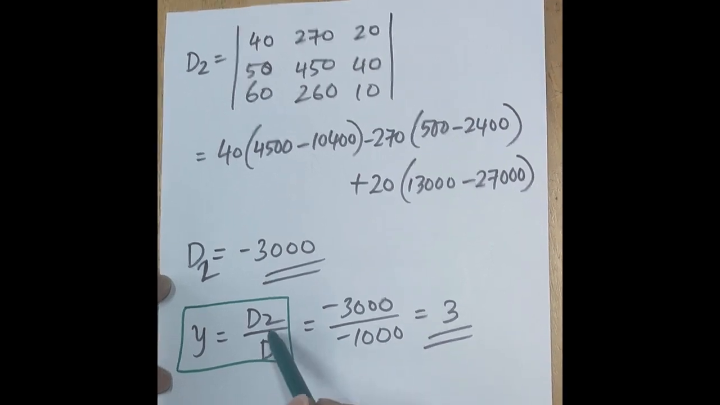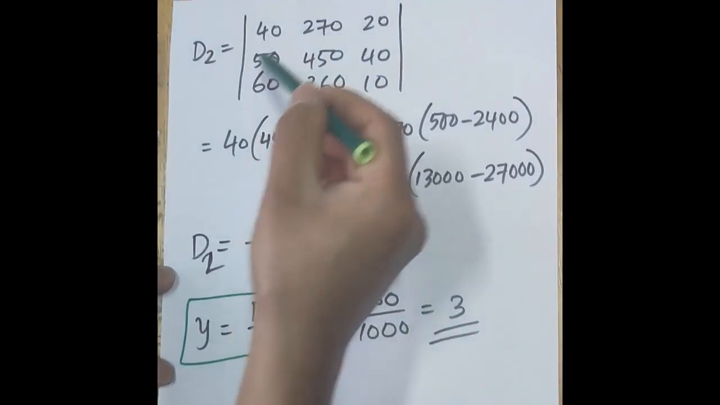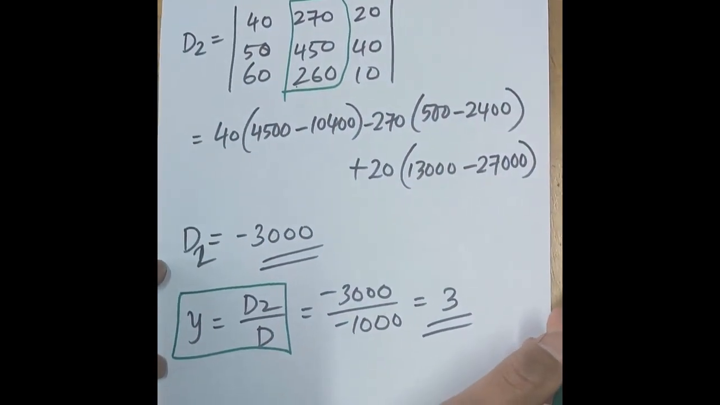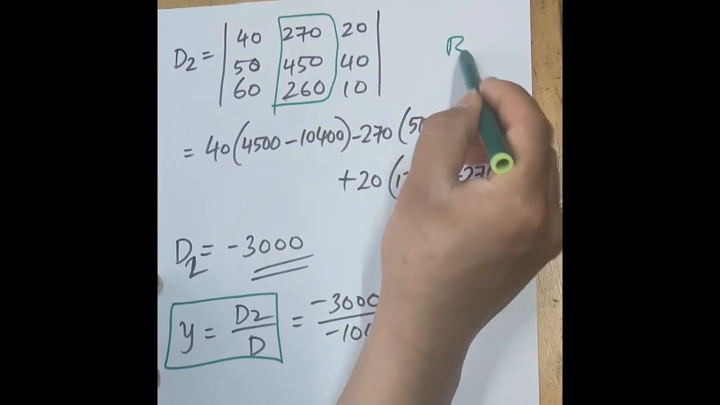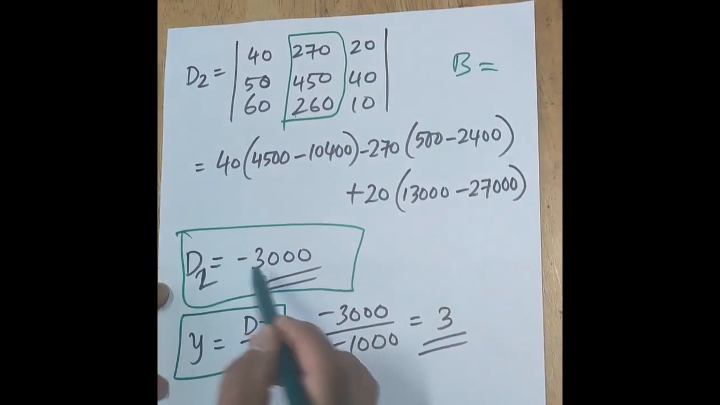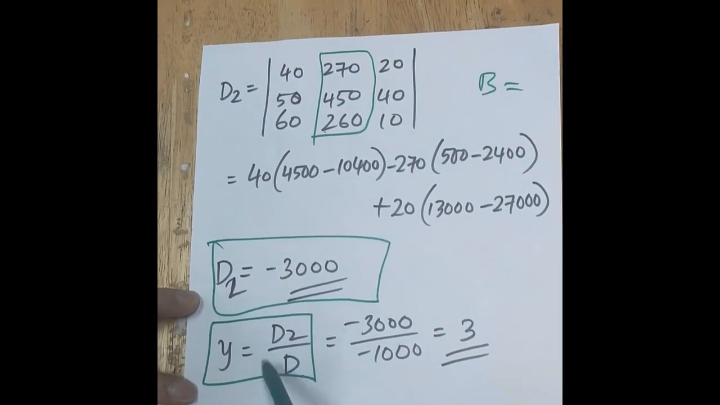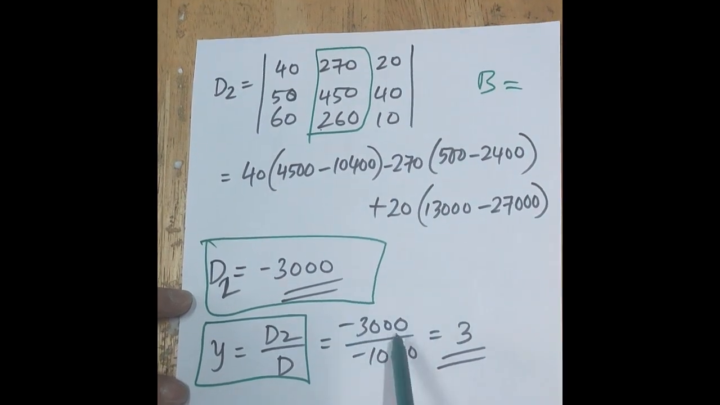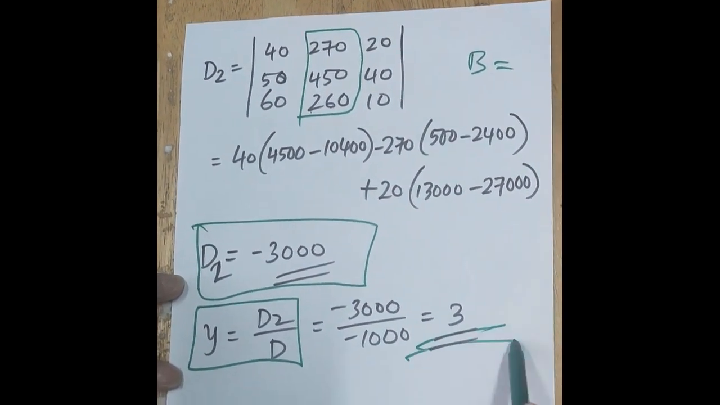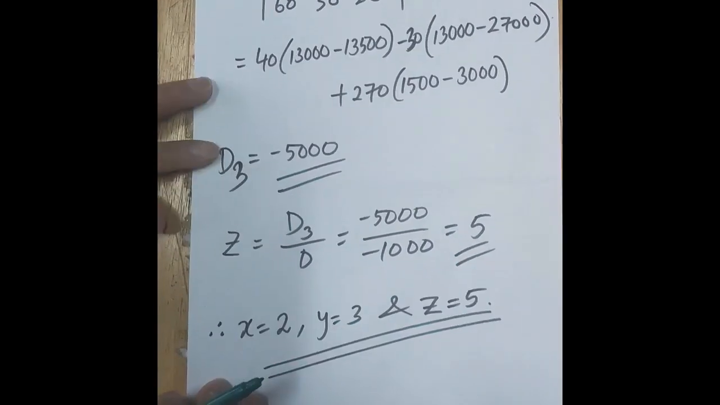Next, how do you find the value of y? To find the value of y, the formula is d2 divided by d. d2 is the determinant of the coefficient matrix after replacing the second column of the coefficient matrix A by the constant matrix B. When you do that, you get the value of d2 as negative 3000. Substituting the values of d2 and d in the formula, we get minus 3000 divided by negative 1000, which equals 3. Therefore, our value of y equals 3.